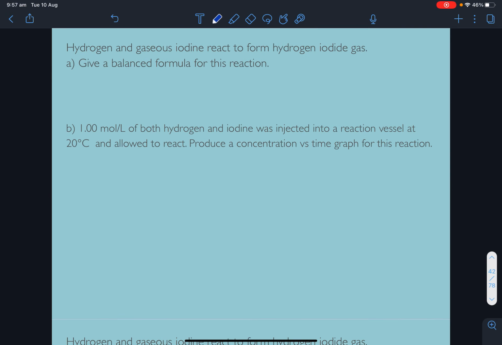Hydrogen and gaseous iodine react to form hydrogen iodide gas. Let's give a balanced formula first. So, H2 gas plus iodine gas react to form hydrogen iodide, HI. So we're going to need two of those to balance it out. If 1 mole of both hydrogen and iodine was injected at 20 degrees, produce a concentration versus time graph for this reaction.